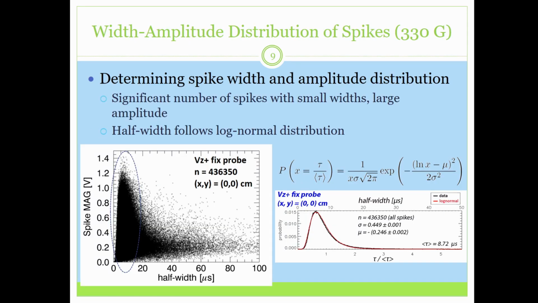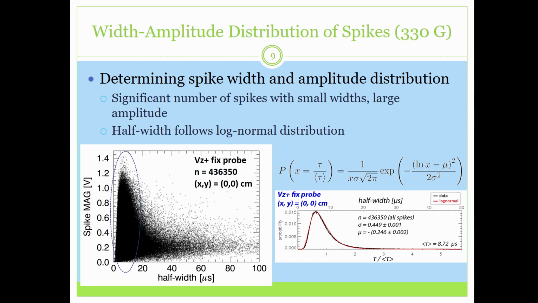Here we have the width amplitude distribution of the spikes as shown in the plot in the bottom left. Now every point on this plot of spike magnitude versus half width is a single spike, and we note that the spikes are not solitary structures as they do not have a linear relationship between the width and the amplitude.